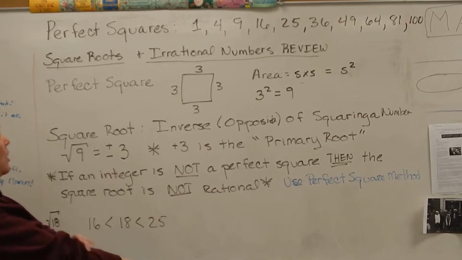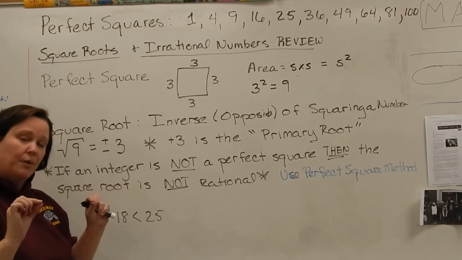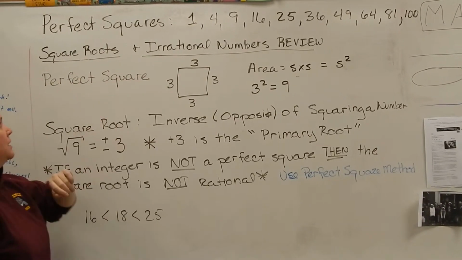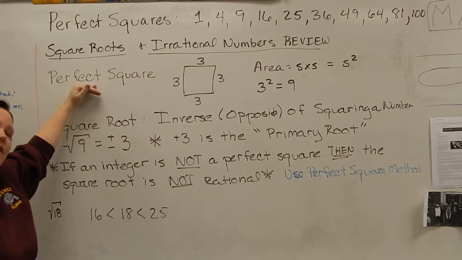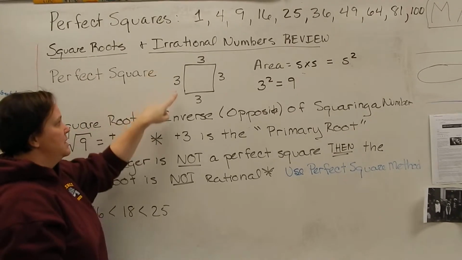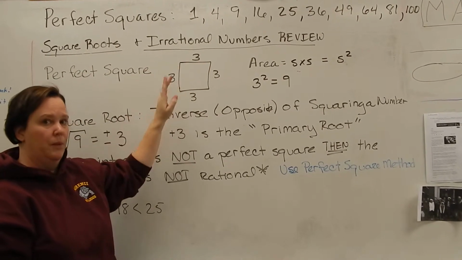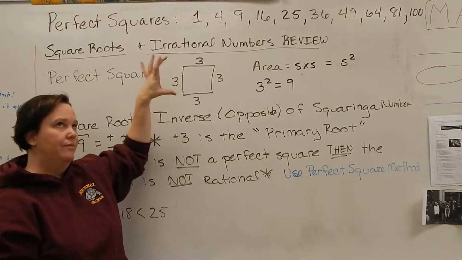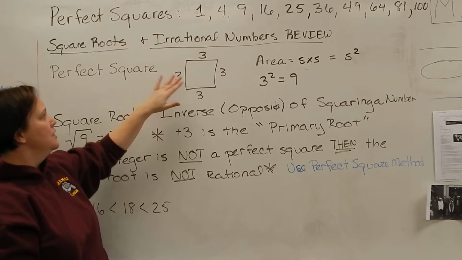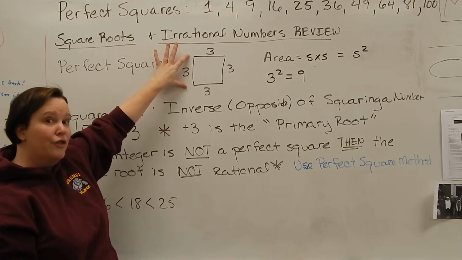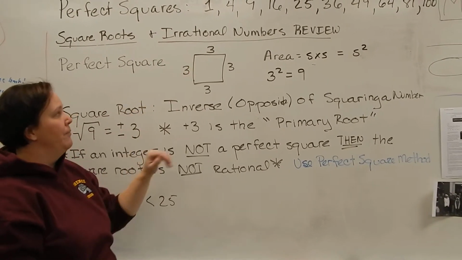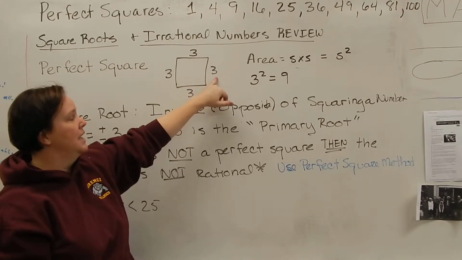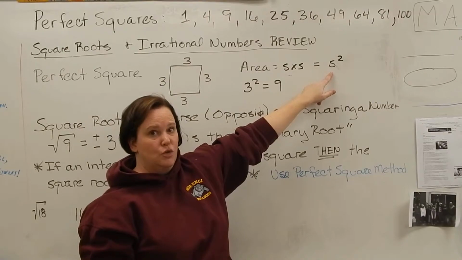Okay, so we are going to do a small review of our square roots and irrational numbers. First of all, remember our perfect squares. That is based off of a perfect square. Remember, the square has the same length on every side. So if this square had a length of 3 on each side, the area of this square is going to be one side times the other side, or the side squared.